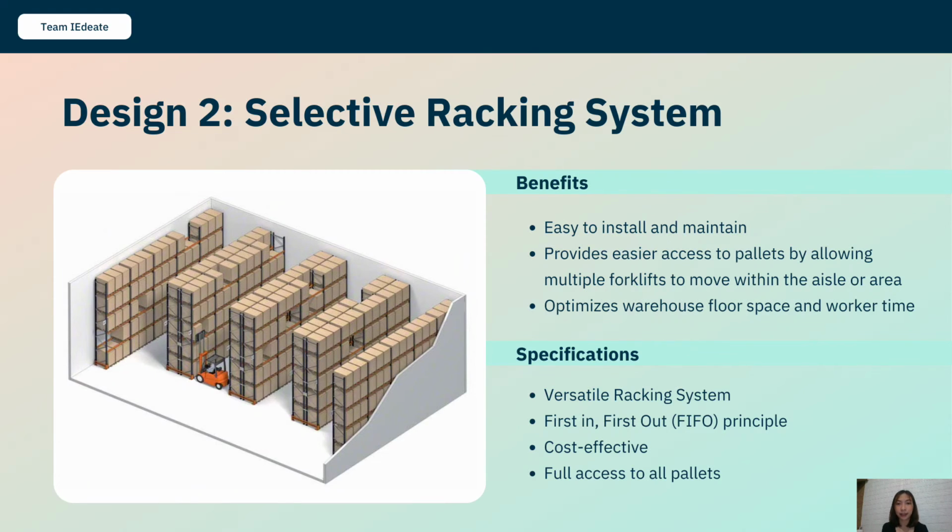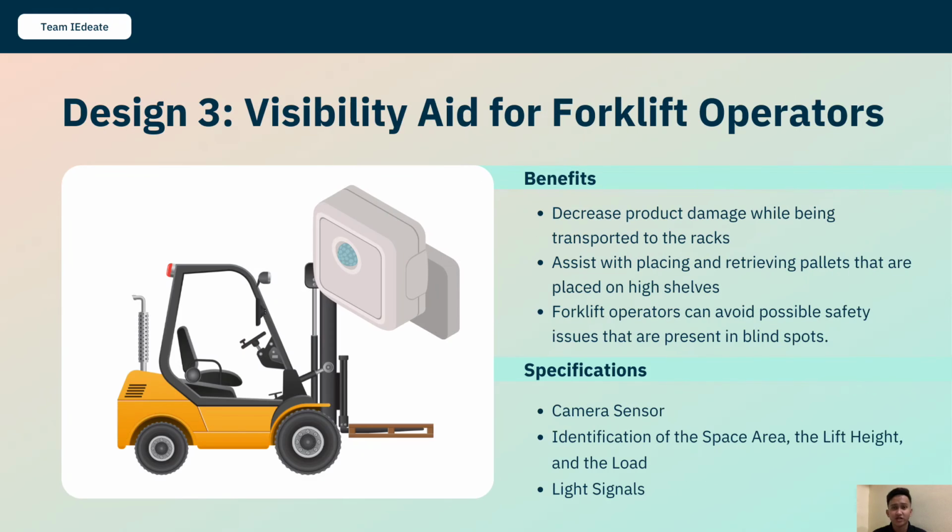Design alternative 3 is a visibility aid for forklift operators. The forklift has the following specifications. First, it has a camera sensor. Second, it has identification of the space area, the lift height, and the load. And lastly, light signals.